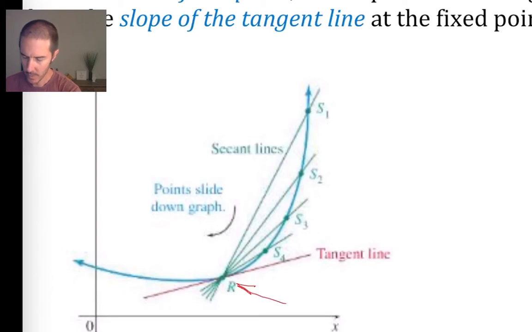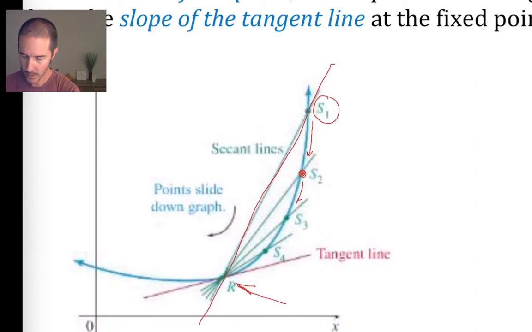With this fixed point R, we're taking a second point, starting out with S1, and we draw this line that goes through R and through the point S1, and that's called a secant line because it crosses our graph at more than one point. If we knew the coordinates of those 2 points, R and S1, we could calculate the slope of that secant line. And if we take S1 and lower it down so that it's closer to point R, and draw a line through those 2 points, we could find the slope of that line.